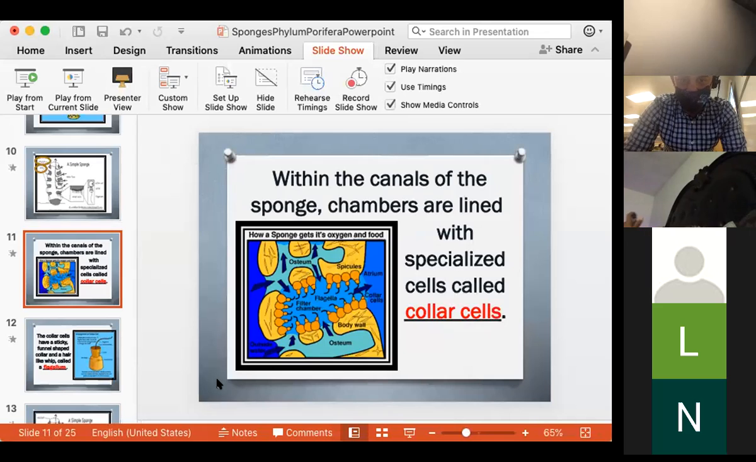SpongeBob SquarePants, yeah, exactly. All right, so these are called choanocytes. Those are the names of the cells.